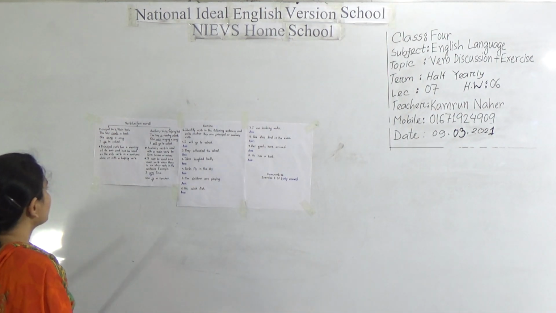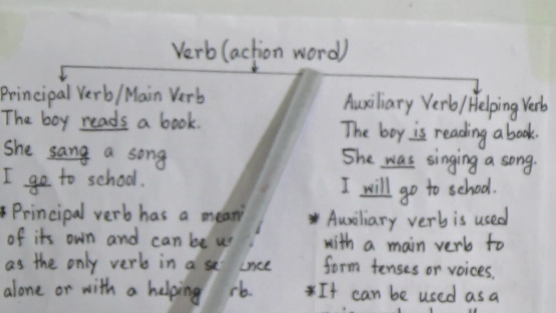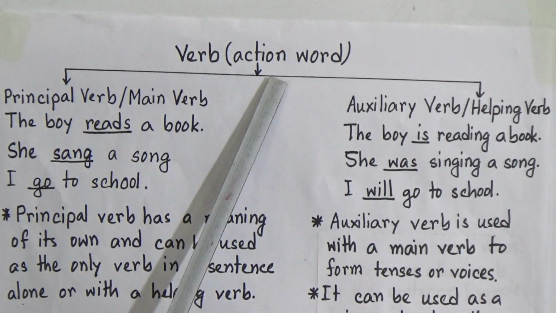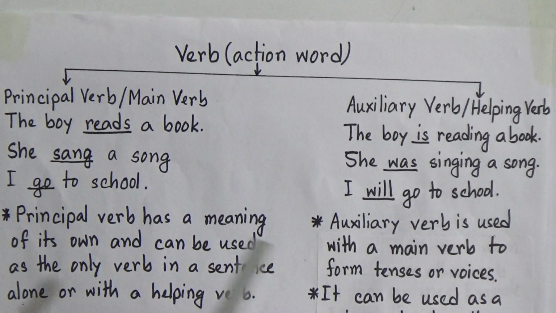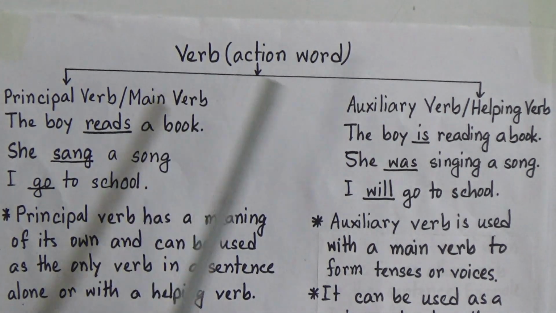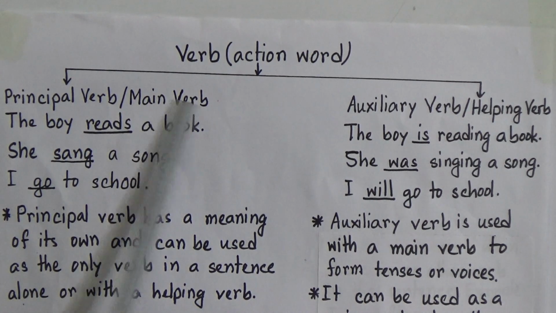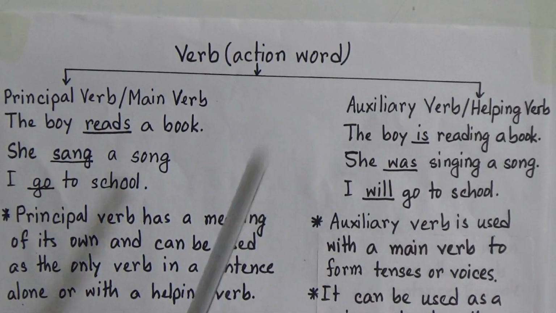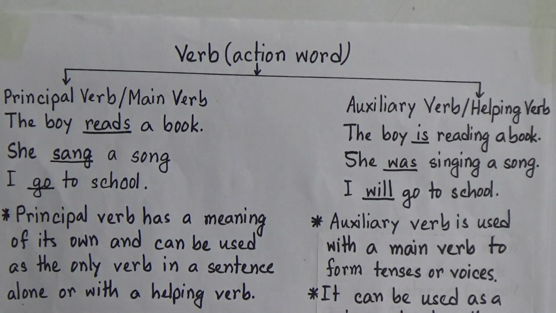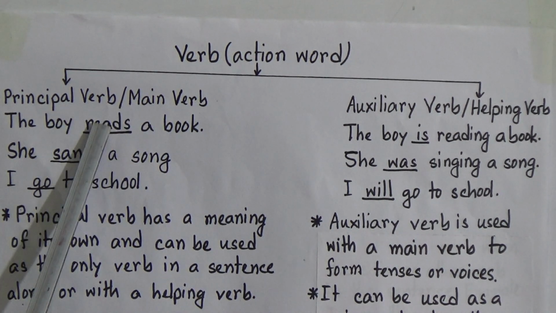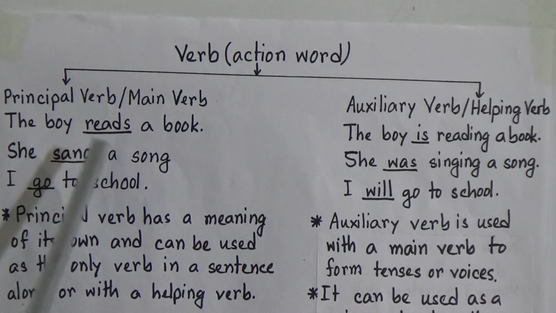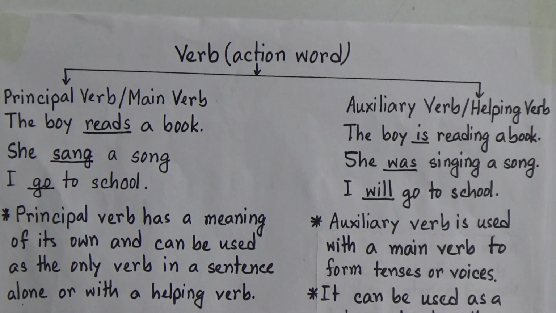Okay, dear students, we all know that verb is an action word. Verb is the action word. That means if you want to show an action, you need to use verb. And according to that, there are two types of verb: principal verb or main verb, auxiliary verb or helping verb. There are other verbs like transitive verb or intransitive verb. We will know about them later. And principal verb has three forms, which is called conjugation of verb. Although we will go through the conjugation of verb, it is very important for forming tense.